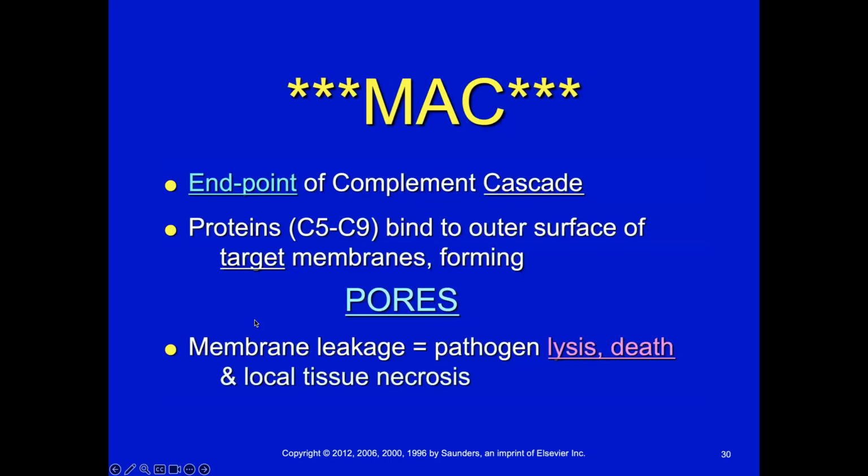So what is MAC actually? Well, as you've probably noticed, it's the endpoint of the complement cascade. It occurs when proteins C5 through 9 bind to the outer surface of the targeted membrane. In doing that, this will form pores in the membrane. So you're going to get leakage, water flowing into the pathogen, and it's going to break open and die. And in releasing all of its contents, you're also going to get local tissue necrosis occurring.